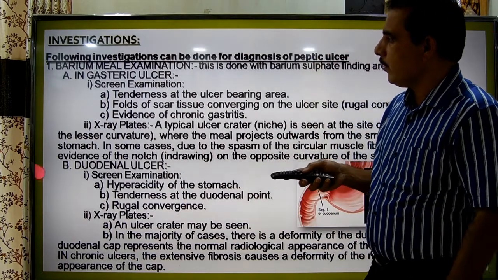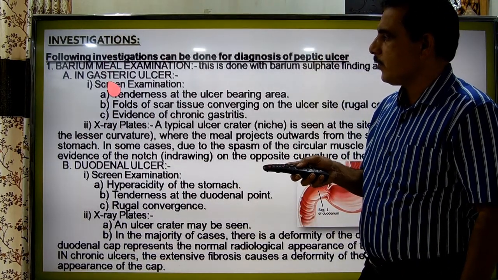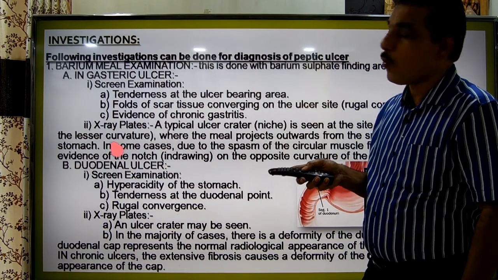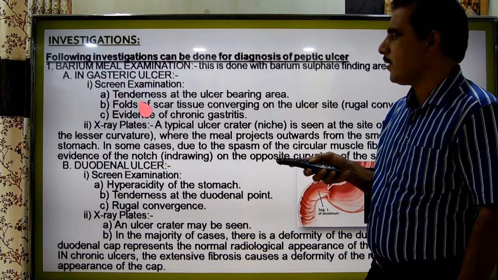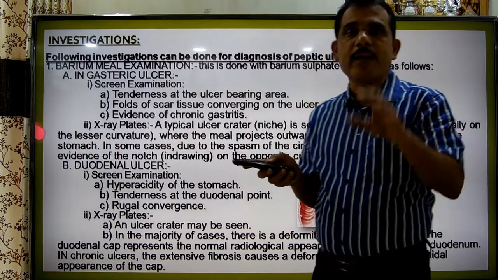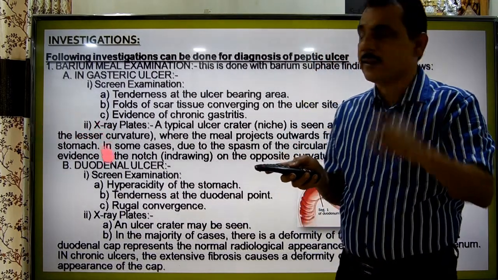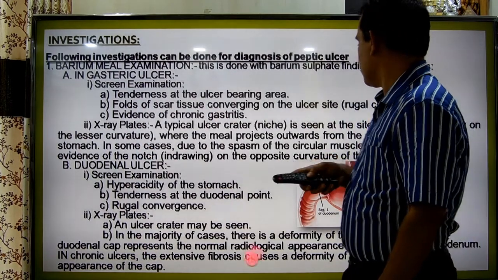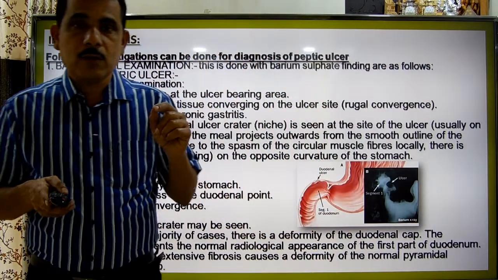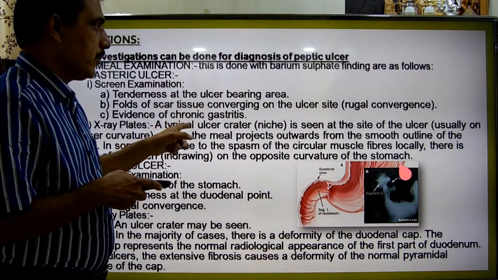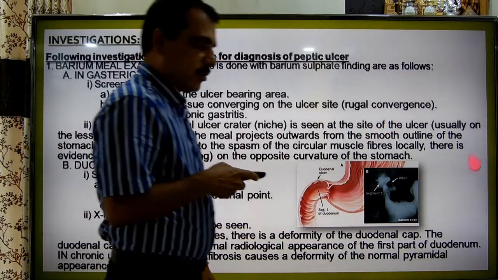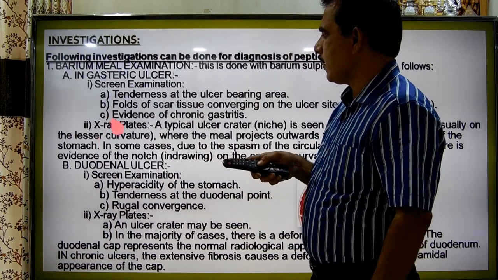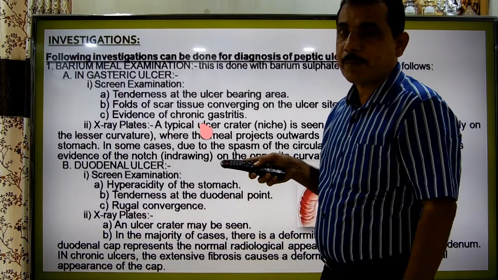First of all, in a gastric ulcer, we can do two examinations: first the screening examination, and second the X-ray plate. Now what do you find on the screening examination in gastric ulcer? The first one is tenderness at the ulcer-bearing area. So where the ulcer is, there will be tenderness. Second, the folds of the scar tissue covering the ulcer site. This is called rugal convergence. And the third one is evidence of chronic gastritis.